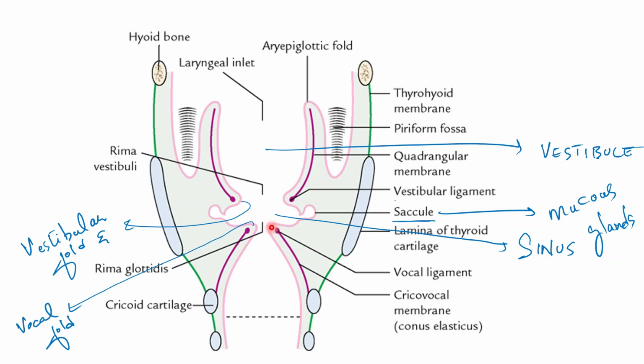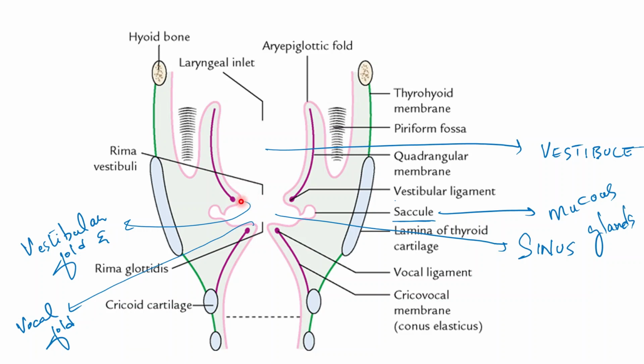This infraglottic part is limited above by the vocal fold, and below it is limited up till the lower border of the cricoid cartilage. It is related on either side to the cricovocal membrane. So this is about the cavity of the larynx. I repeat, the cavity of the larynx is divided into three parts: the supraglottic part, which lies above the vestibular fold, the infraglottic part, which lies beneath the vocal fold, and the sinus, a space in the cavity which lies between the vestibular and the vocal fold.